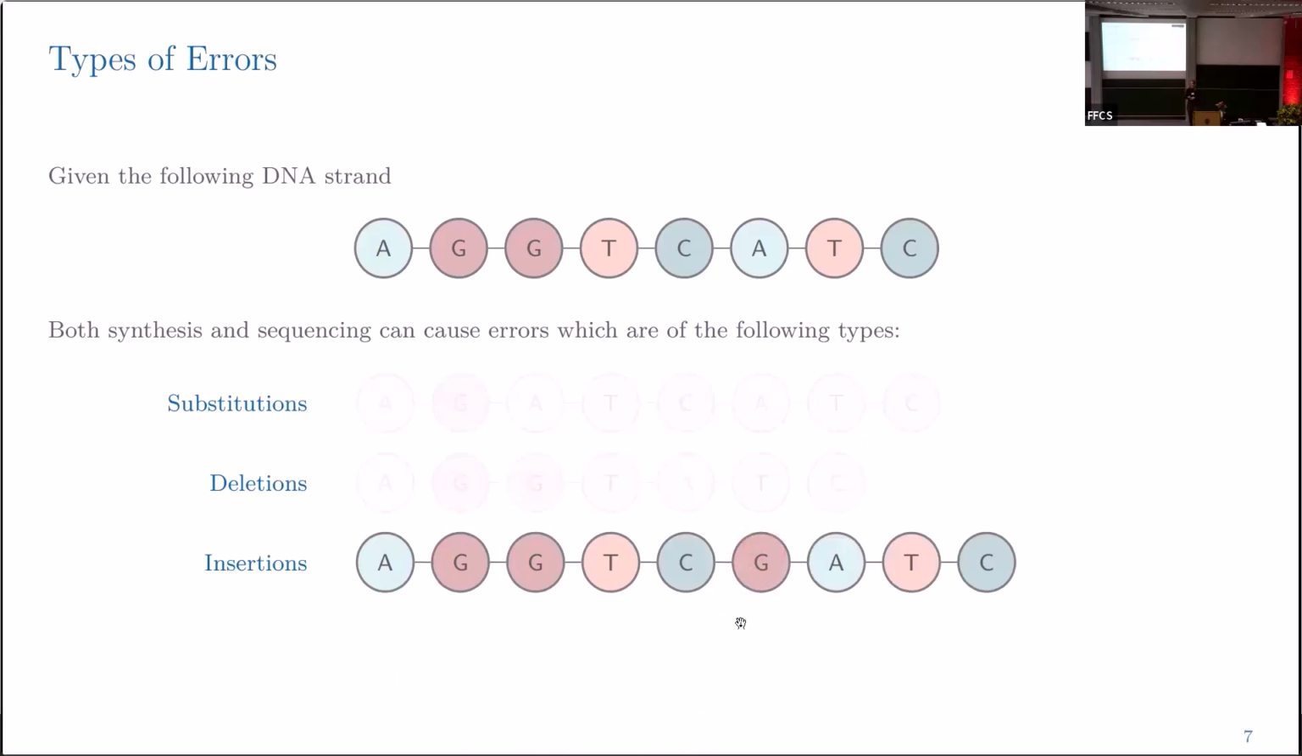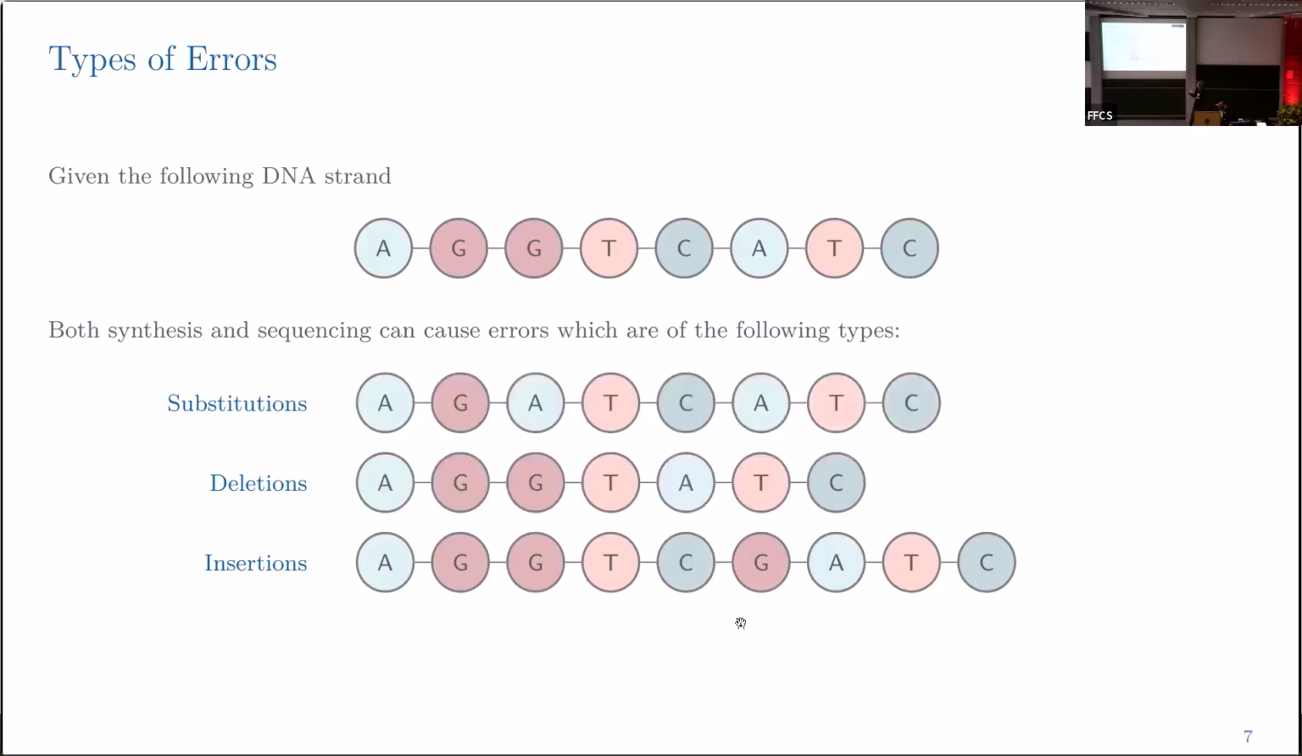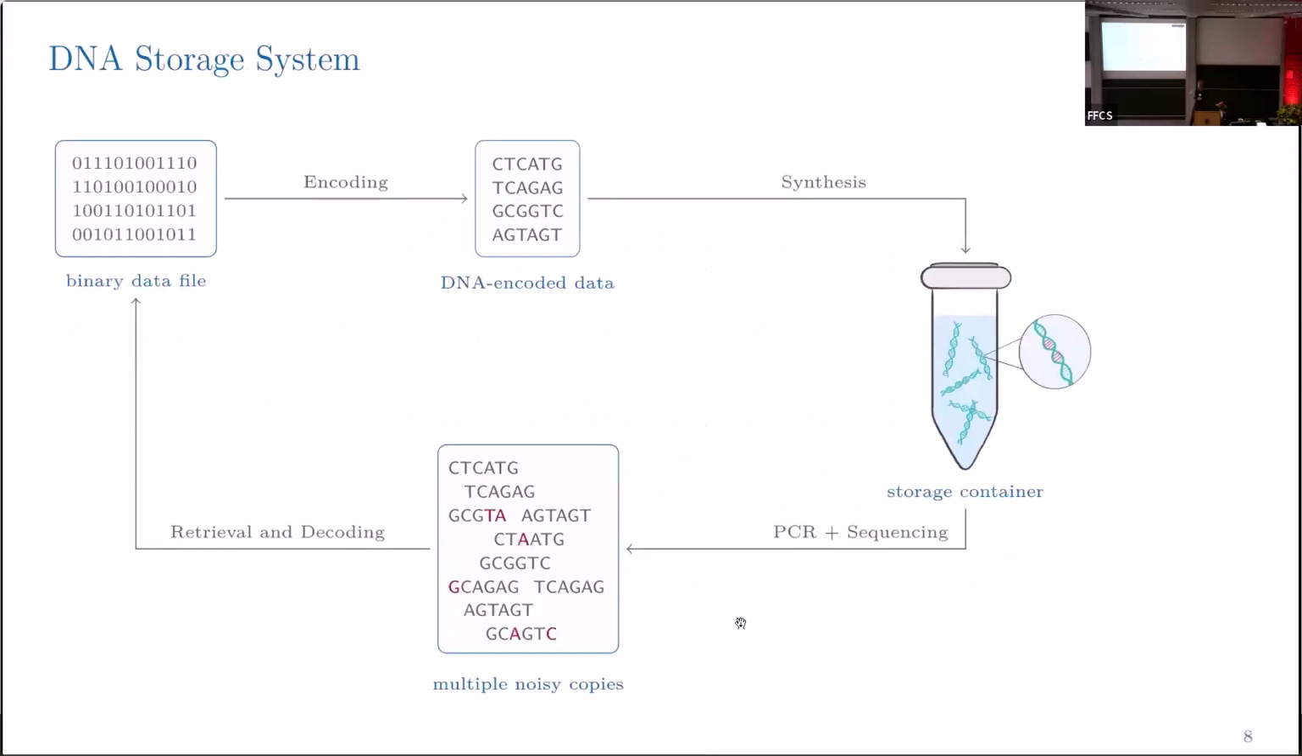Okay. That's for the basics. How do we do coding theory, or how should it work? Of course, you can also have any combination of all of that. That's the scheme in general. So a binary data file gets transformed into DNA, gets stored somehow with some chemistry, and we get multiple noisy reads, and we want to retrieve back the binary data file.